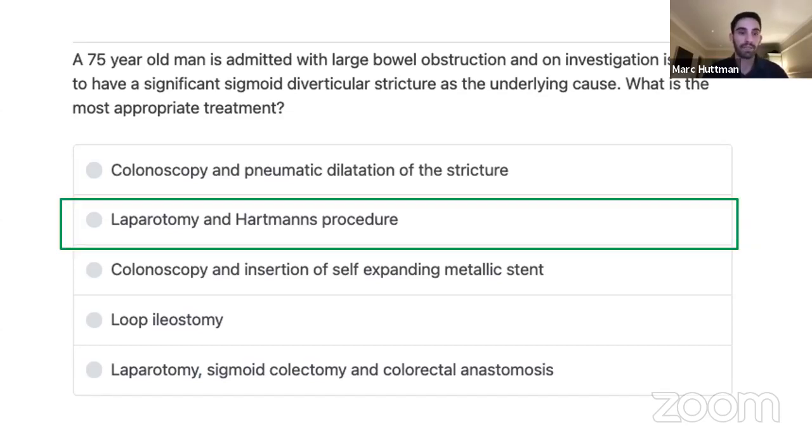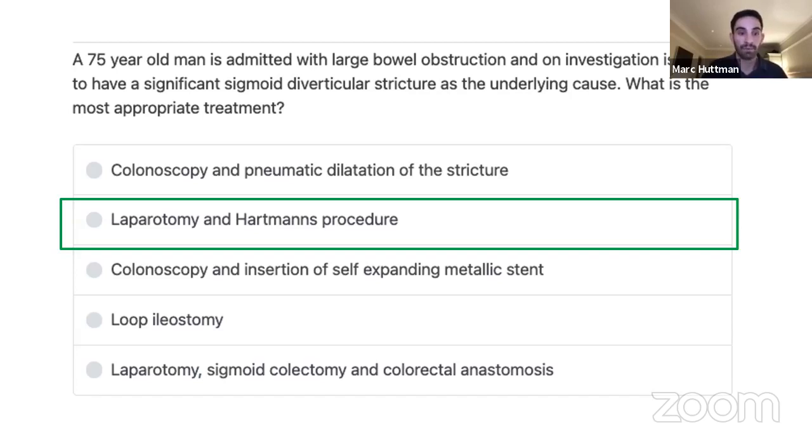So laparotomy means a cut, which often goes from the xiphisternum down to the pubic symphysis, and a Hartmann's procedure, and we've already explained what that is. The reason it's not any of the others is because if you have bowel obstruction, that bowel is edematous, it's angry, and it's not going to do well if you do any of those other things. If you dilate it, you'll probably perforate it. If you put a self-expanding metallic stent, you're not actually fixing the problem, and all that bowel is so edematous, you'll probably get a recurrence of the obstruction anyway.